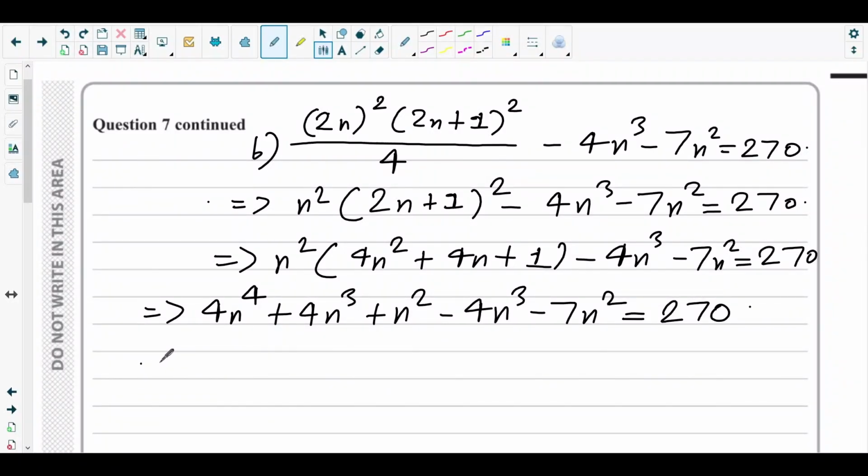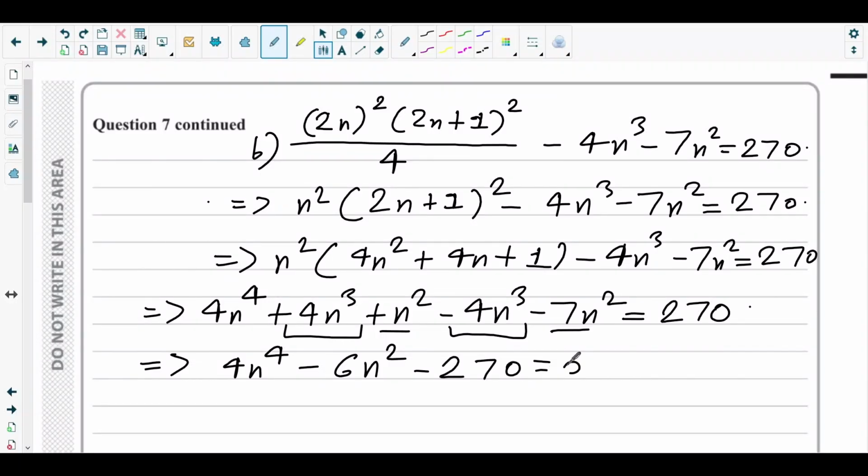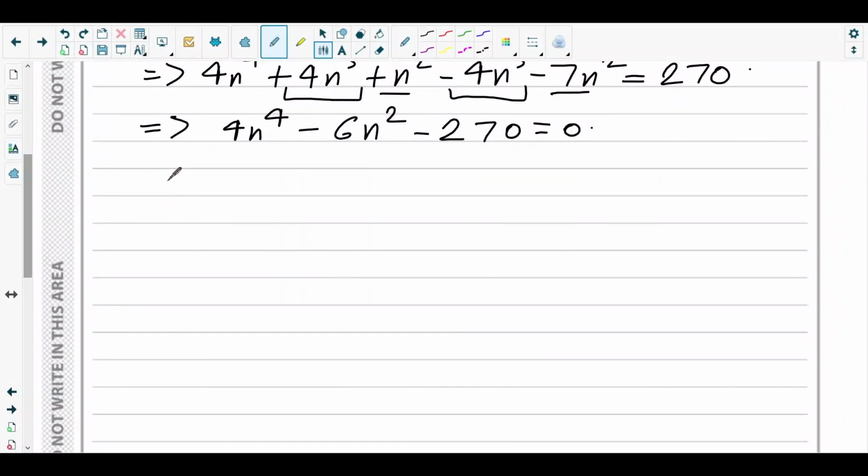In the next line, we will take 270 to the left side, and here we can see that 4n cubed minus 4n cubed cancels out. So you will get 4n to the power 4, plus n squared minus 7n squared, so this is negative 6n squared, minus 270 equals 0. Now divide both sides by 2. You will get 2n to the power 4 minus 3n squared minus 135 equals 0.